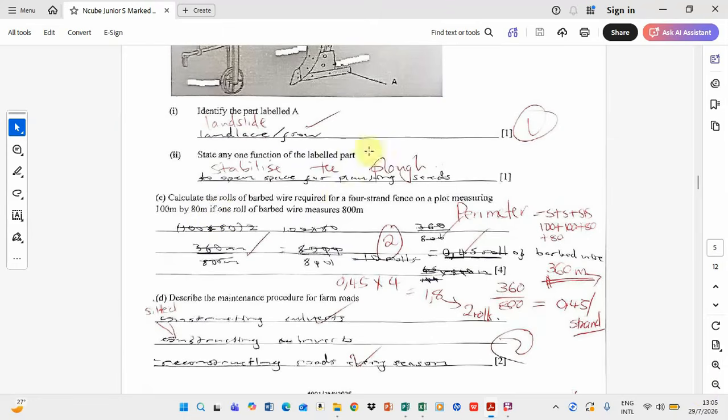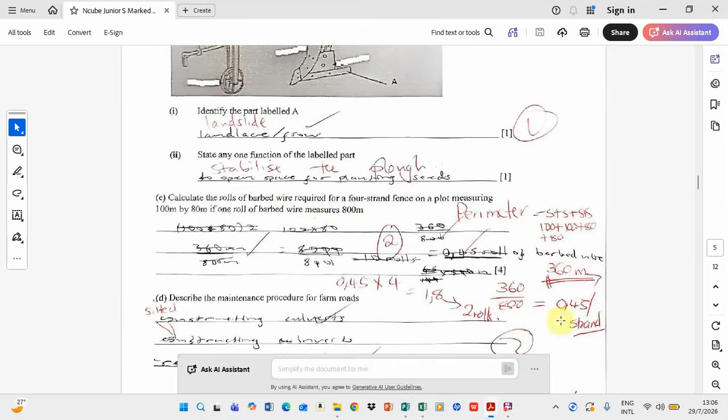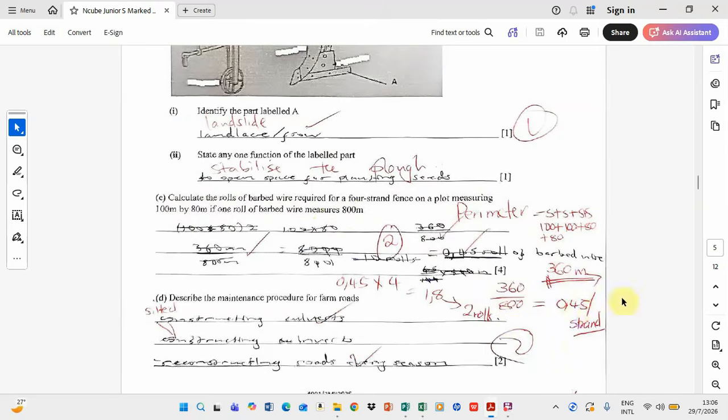So the first thing to do here is to calculate the perimeter of this plot, is it a garden or what? So for perimeter, we say side plus side plus side plus side. So it has got 4 sides. So we get 360, right? After getting 360, each roll is measuring how much, is measuring 800 meters. So 360 divided by 800, that is 0.45.